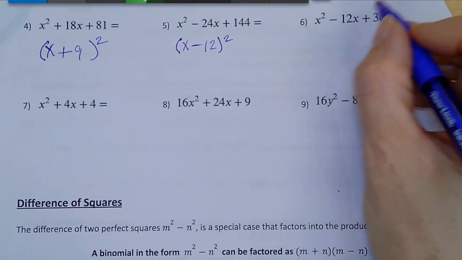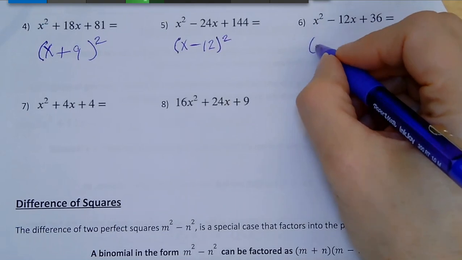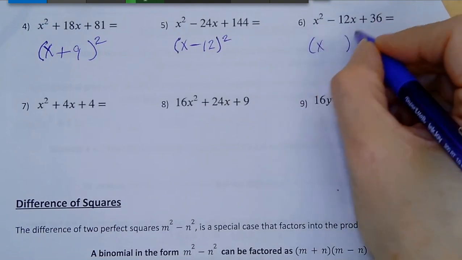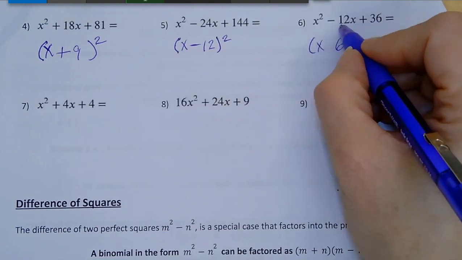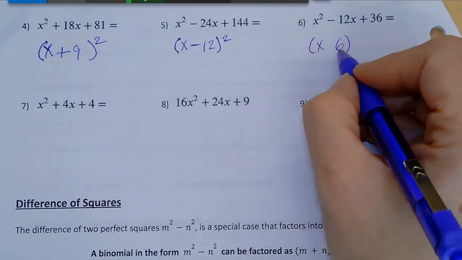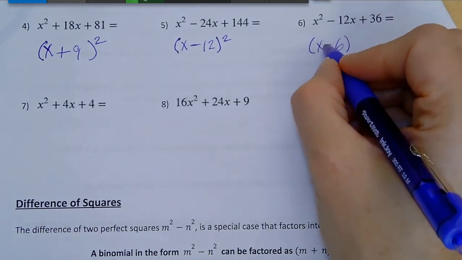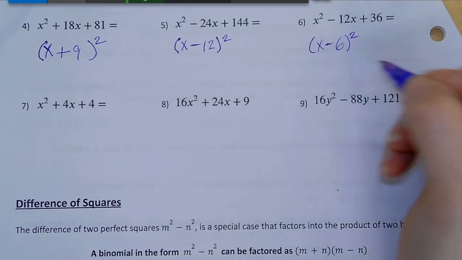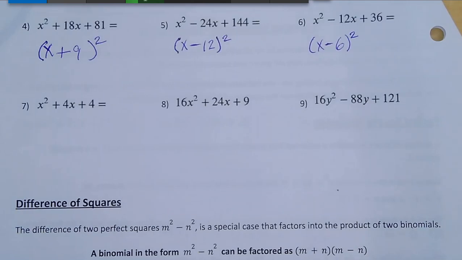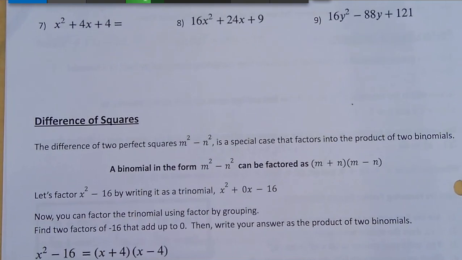All right, x squared minus 12x plus 36. The first term is x, the last term is 6, and 6x doubled is 12x, so I know I have a perfect square trinomial. I'm subtracting that middle term, so I need to make sure I'm subtracting and show that I am squaring that binomial.